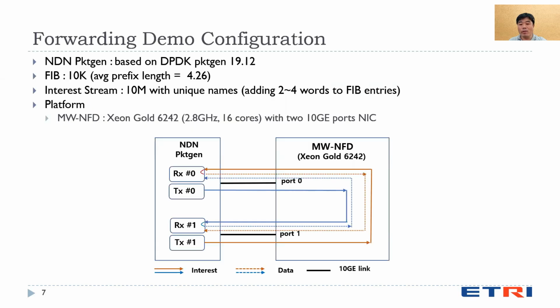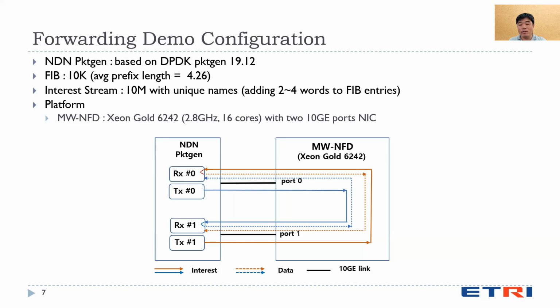Today, we demonstrate the forwarding performance of MW-NFD with the NDN packet generator server and MW-NFD server. The servers are connected with two 10G ports. For the test, we developed the NDN packet generator, which is based on the DPDK packet generator 19.12. It can send a stream of interests with unique names and return data with the same name to the received interest without NFD. This is an exact-matching forwarding test, and interest aggregation and CS hit do not occur.